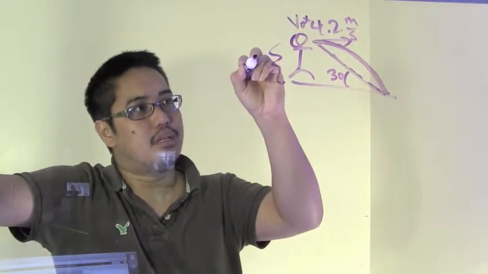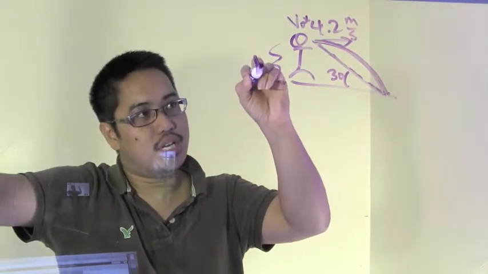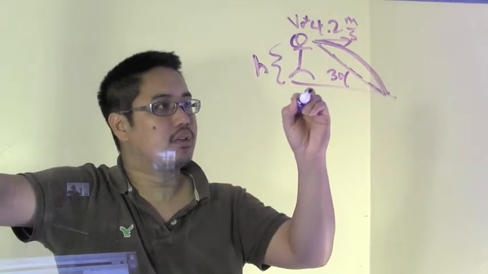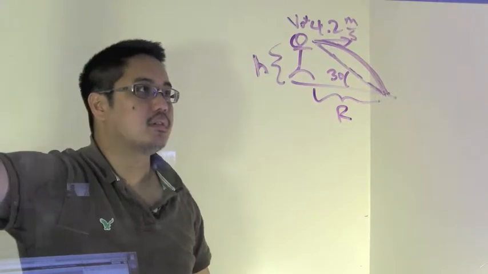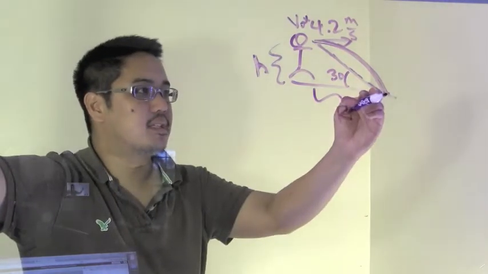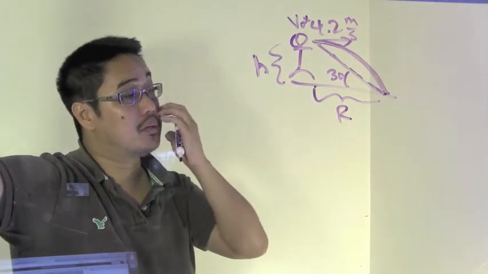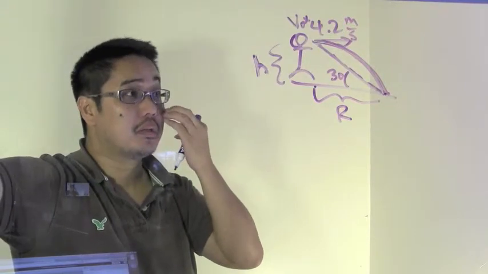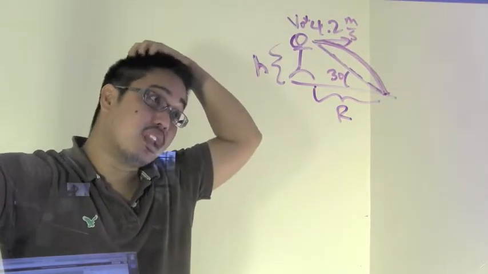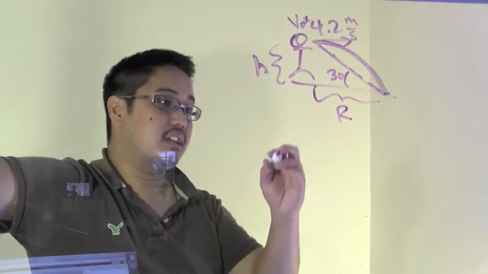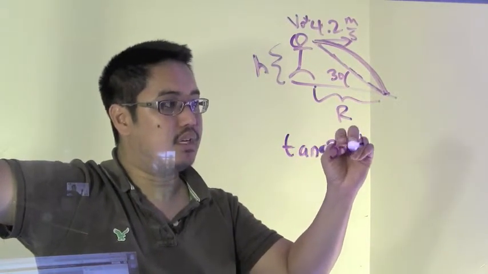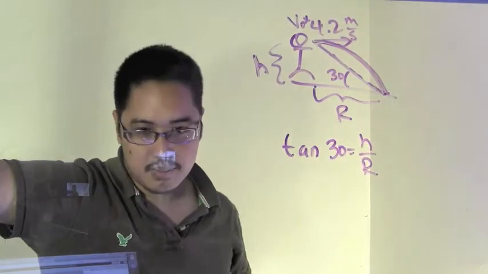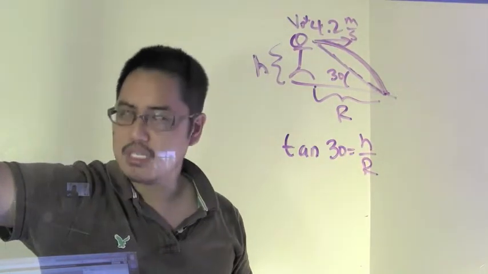I'm going to take that as h, and h is what we're looking for, right? I'm going to take this as r, the distance that this thing travels. We cool with that? Sure. I can tell you the relationship between h and r. The tangent of 30 is equal to h over r. And just because my brain is farting, what is the tangent of 30 again?